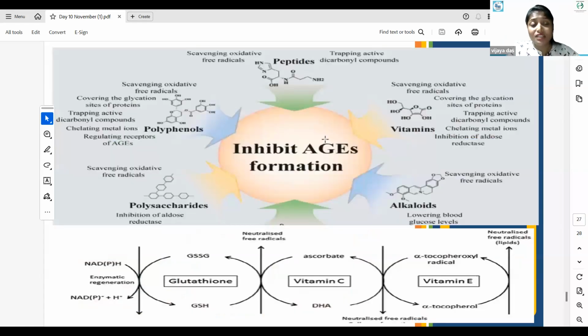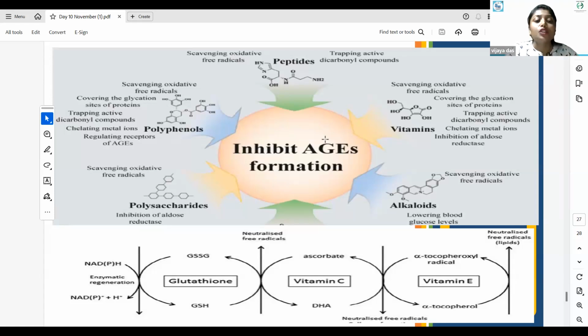Now, this AGE, which we are always scared of, can be dietary. Also, it can be regulated by the action of polyphenols, polysaccharides, vitamins, and alkaloids. There are multiple options. We have to be aware that tissue damage always occurs on the surface proteins. In that context, there are multiple antioxidants available, but out of them glutathione is one such antioxidant which plays a vital role in reducing the glycation as well as the oxidation on the surface proteins.